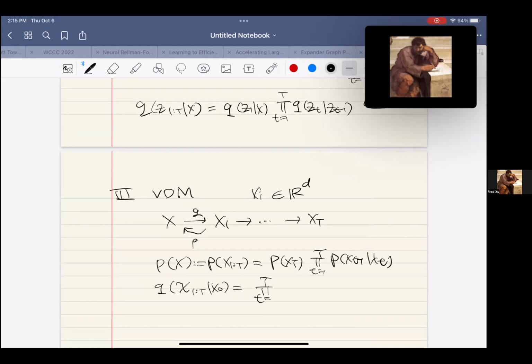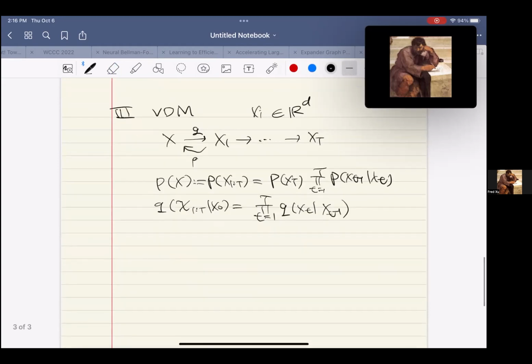I think here is a mistake. This one should be here. Oh yes, there's no Z. Sorry. There is no Z. So now let's write the ELBO.